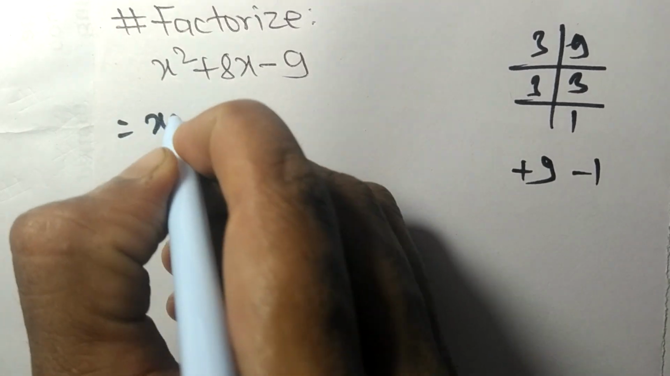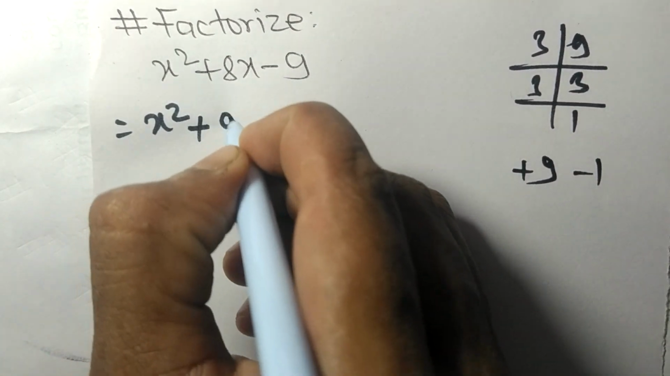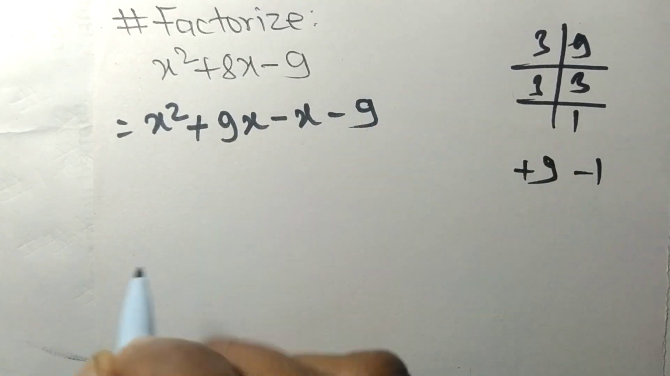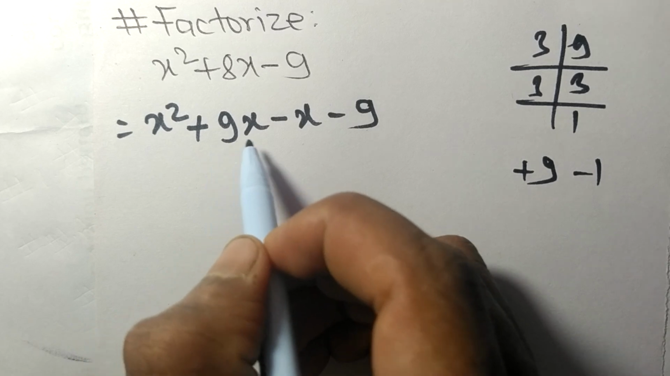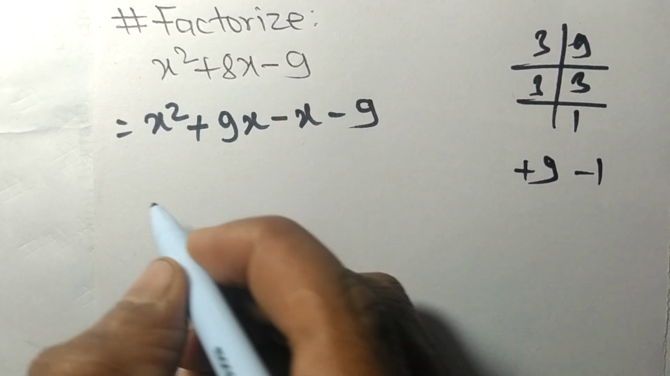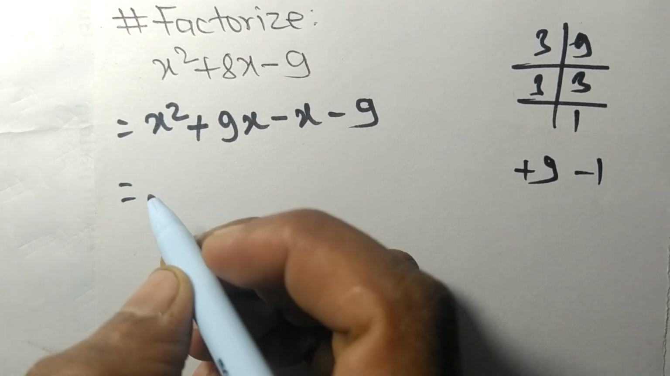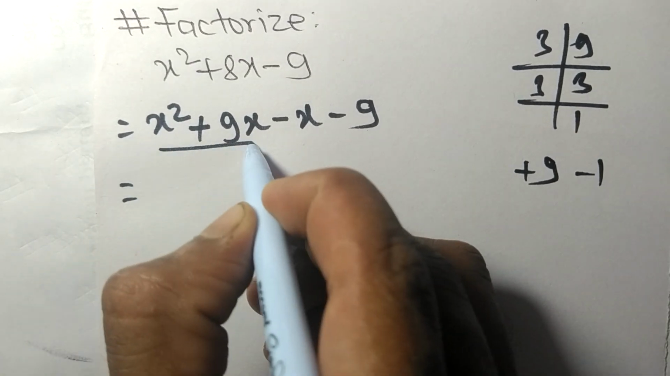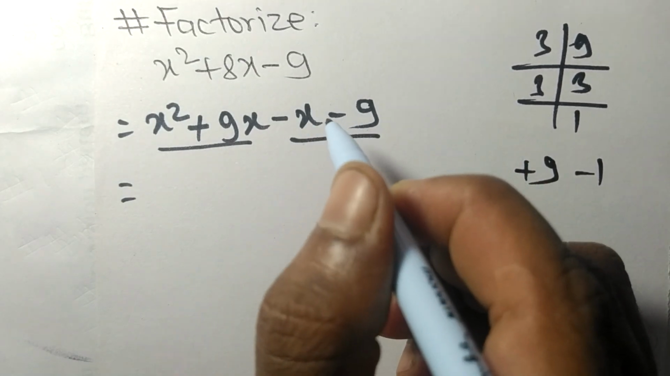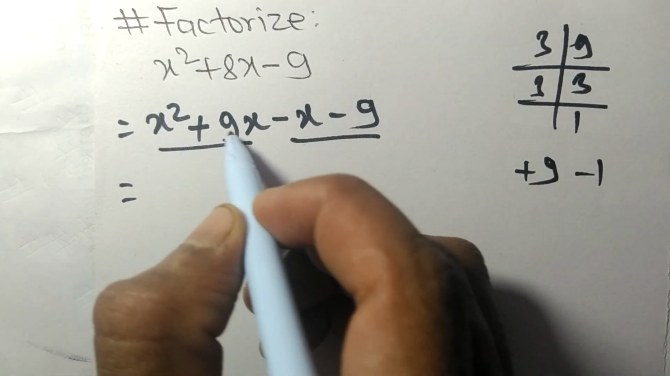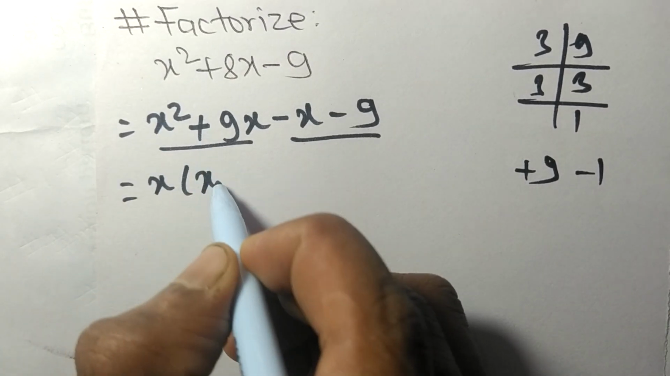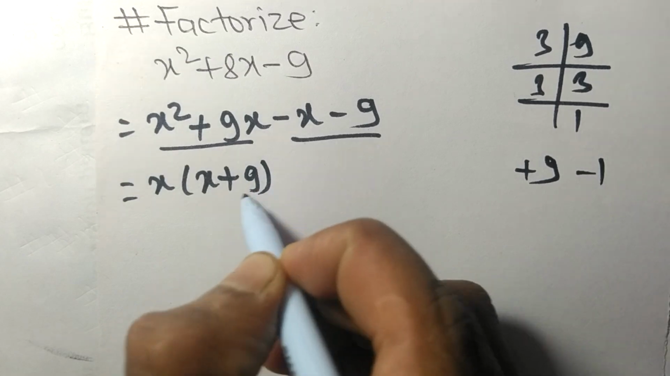So it becomes x square plus 9x minus x minus 9. So plus 9x minus x means it is plus 8x. So now we find out the common factors in the first both expressions and the last both expressions. So in the first, the common here is x. So the remainder here is x plus the remainder 9.